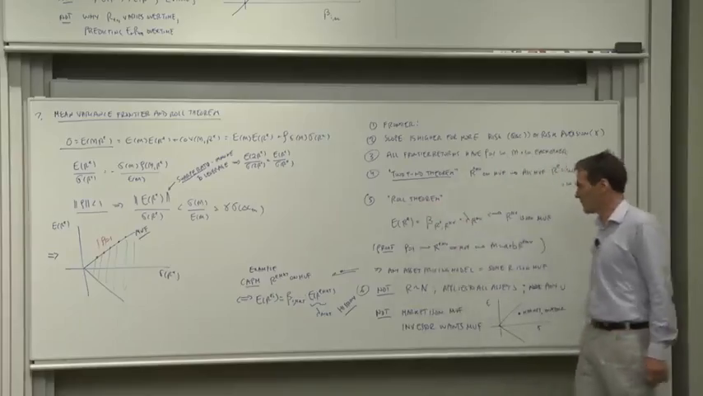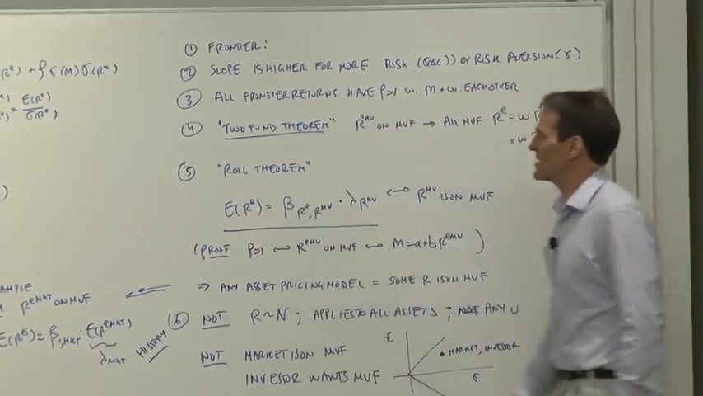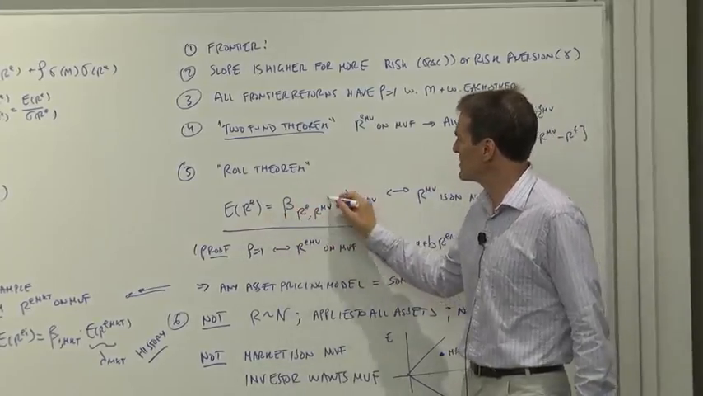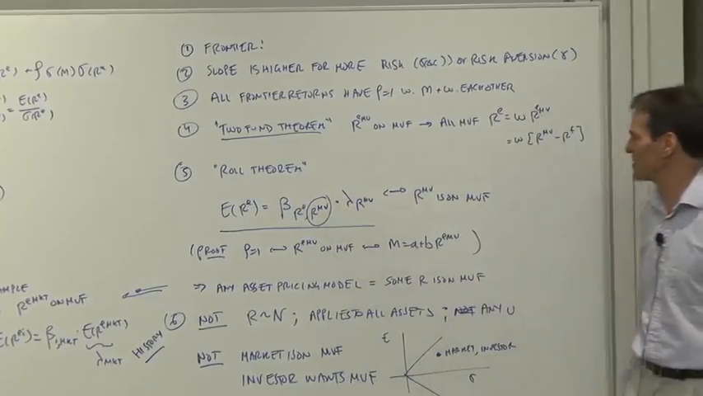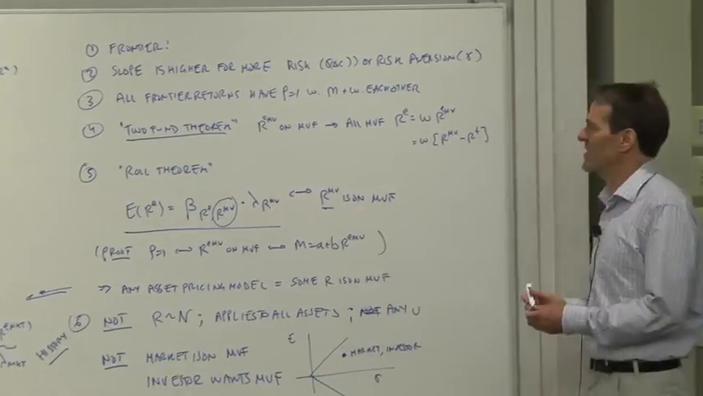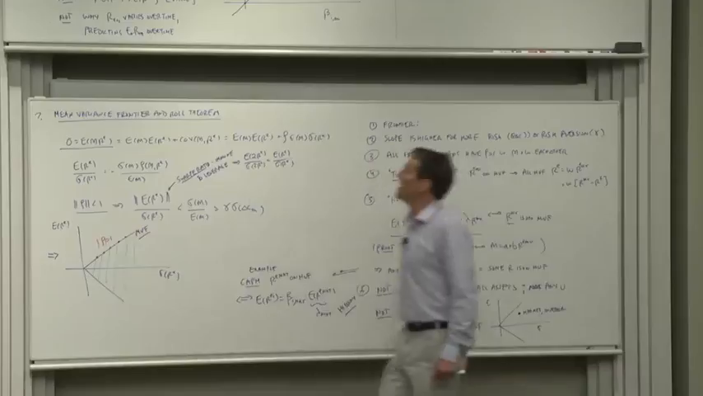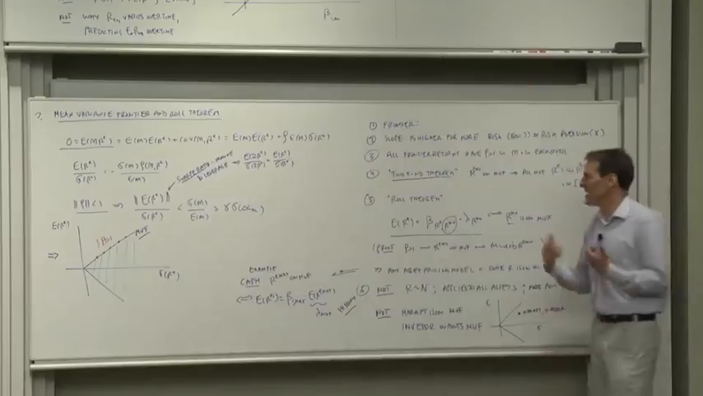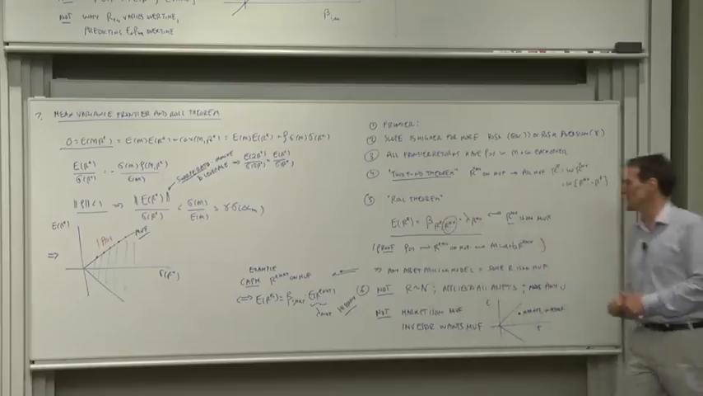Finally, the Roll theorem. The Roll theorem states that there is a beta representation. So expected returns are proportional to the beta of returns using a mean variance efficient return, using R_MV as a reference return, that thing on the right-hand side of our beta regressions, if and only if R_MV is a return on the mean variance frontier. So if I find a return on the mean variance frontier, I have found an asset pricing model. I've found something that I can put on the right-hand side, calculate betas, and all other returns line up. Their expected returns will line up with their betas.